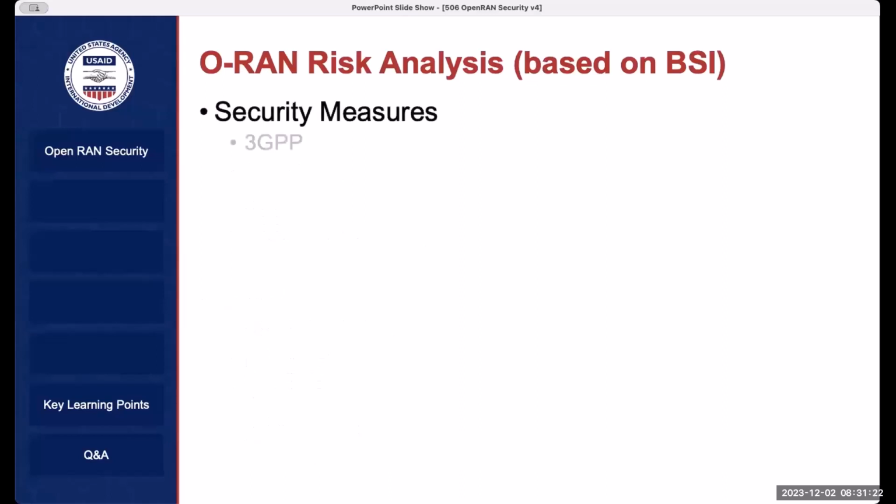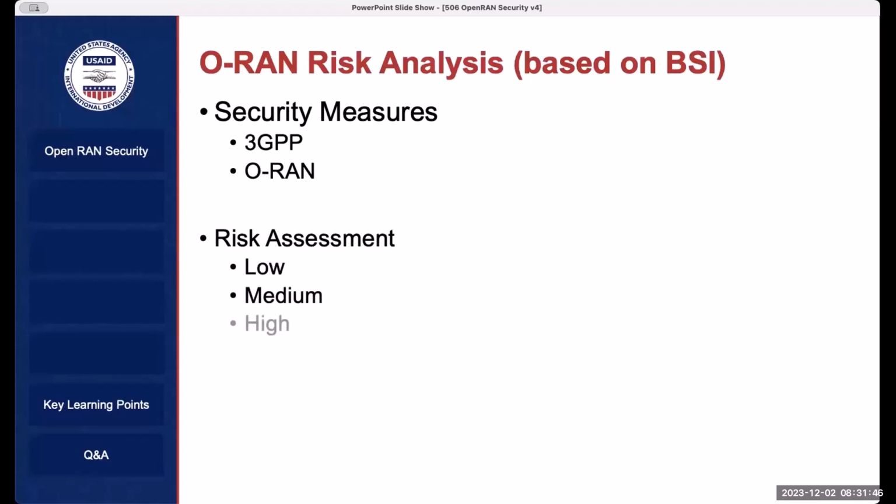For security measures, there are two based on BSI. The base one would be 3GPP oriented, and there are also the O-RAN based security measures. But I would say a lot of the O-RAN ones are newer than 3GPP, though they're based on 3GPP. It was just an upgraded part. And then BSI did risk assessments, rated low, medium, or high.